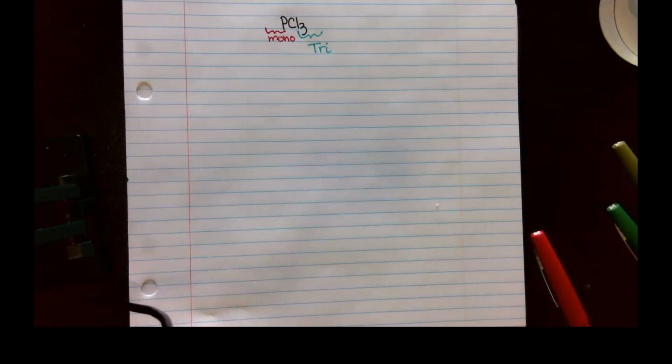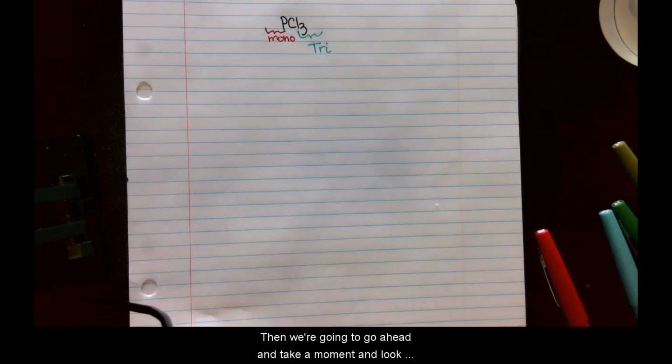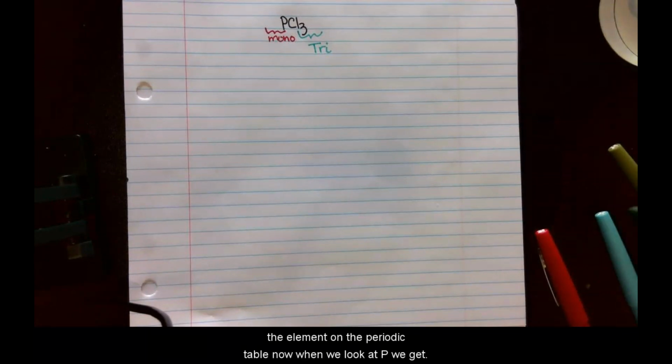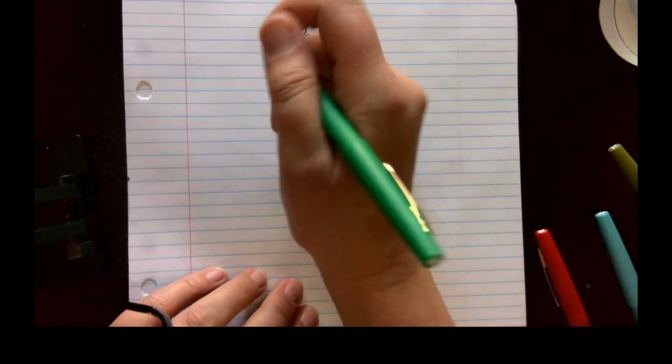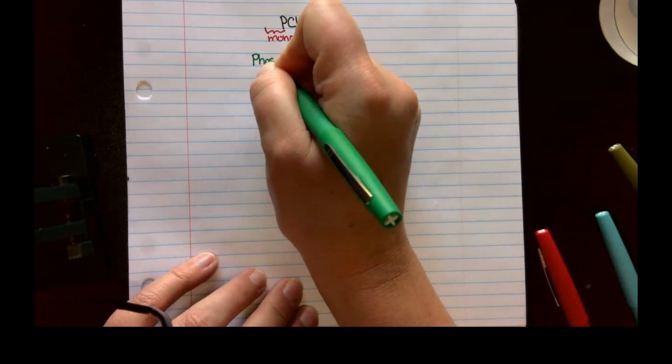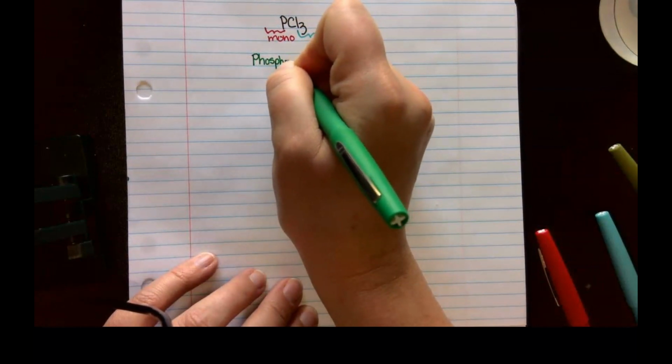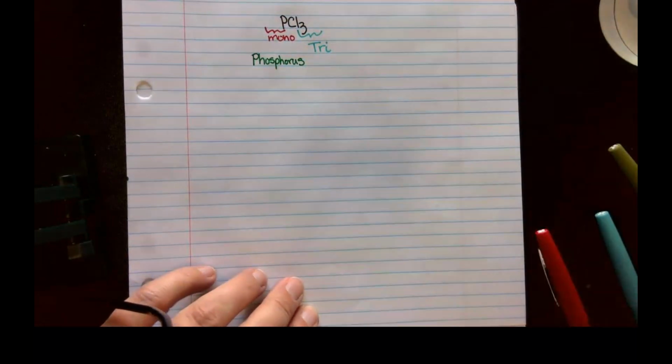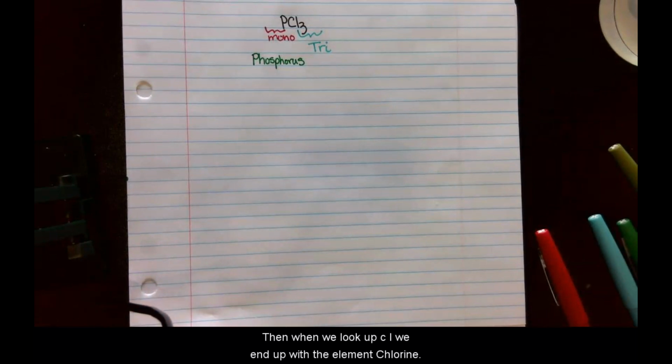Tri means 3. Then we're going to go ahead and take a moment and look at our periodic tables and match our element symbol to the element on the periodic table. Now when we look up P, we get phosphorus. So we're going to write phosphorus under mono. And then when we look up Cl, we end up with the element chlorine.